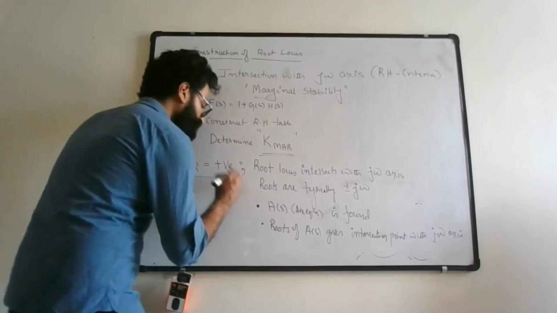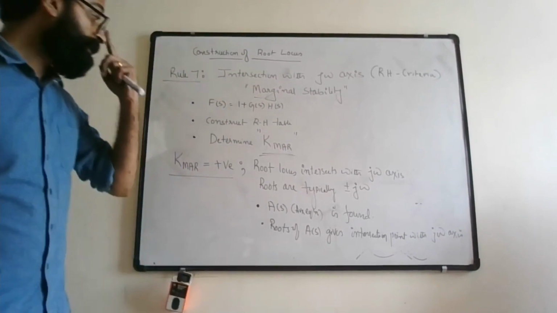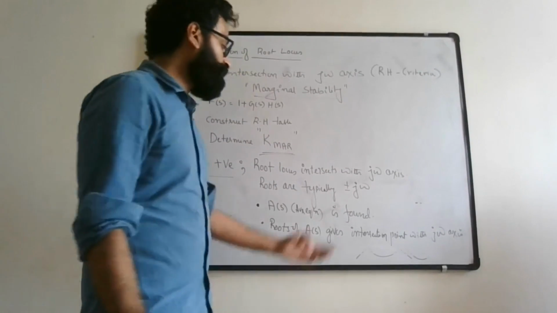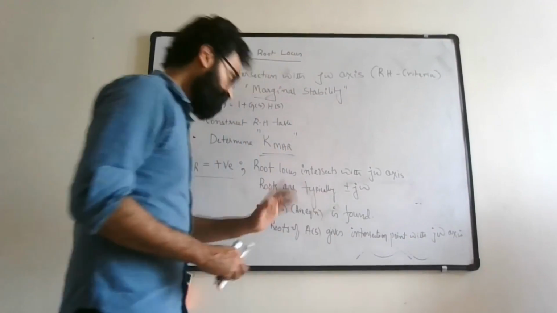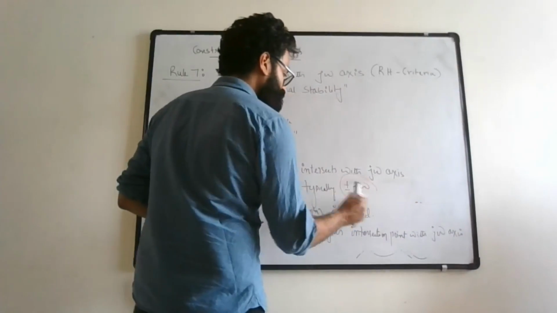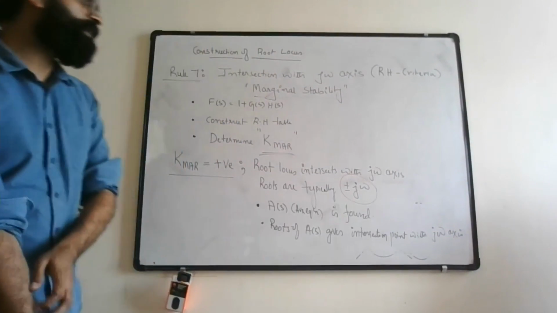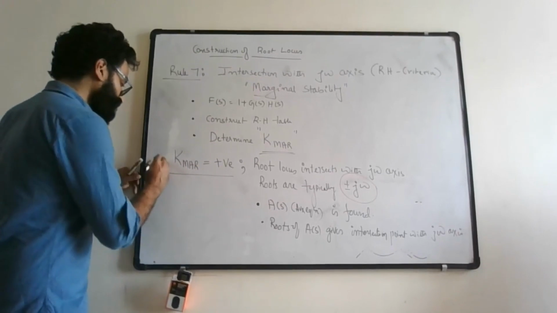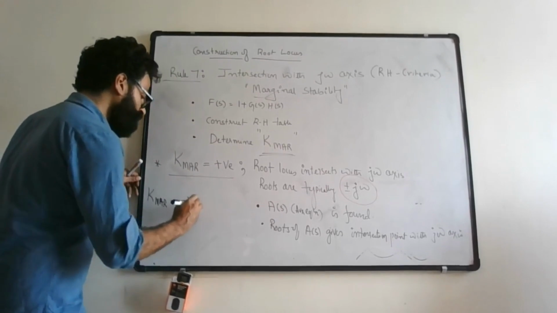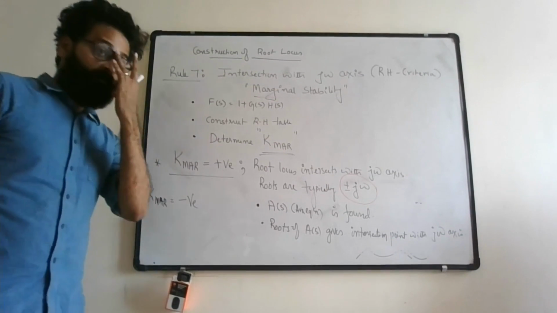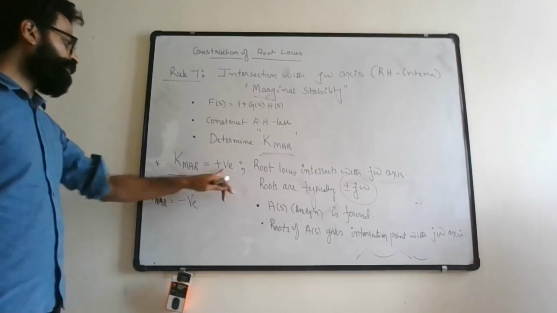So if K marginal is positive, you can say that root locus intersects with j omega axis, and when you construct the auxiliary equation and solve it, you will find roots of this nature, plus or minus j omega. So plus or minus j omega is nothing but the intersection point with j omega axis. On the other hand, suppose you get K marginal equal to some negative real number. If you get an imaginary number, then it is an invalid case. You should get a real number, either positive or negative.